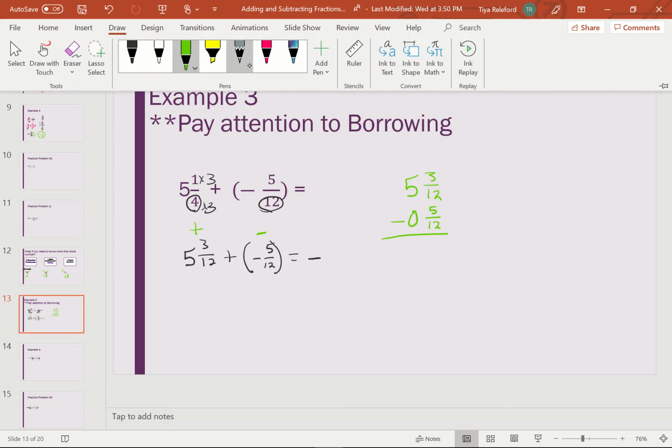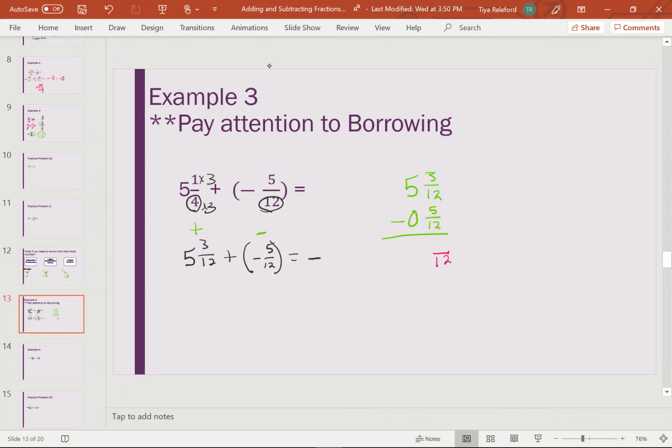So here's where we talk about the borrowing. I'm going to keep my denominator. Can I do 3 minus 5? I can't. So I'm going to change that 5 to a 4. And I'm going to add 12 to the 3 because 12 is my denominator. So I end up with 15/12. Oh, sorry. 15 goes up here, not down here. So now I have 15 minus 5 is 10. 4 minus 0 is 4. So my answer is negative 4 10/12.